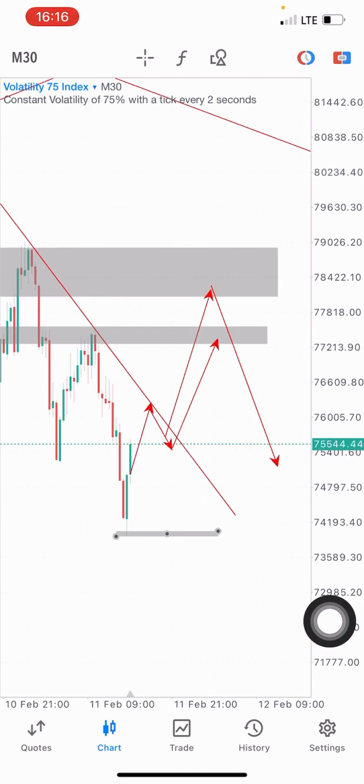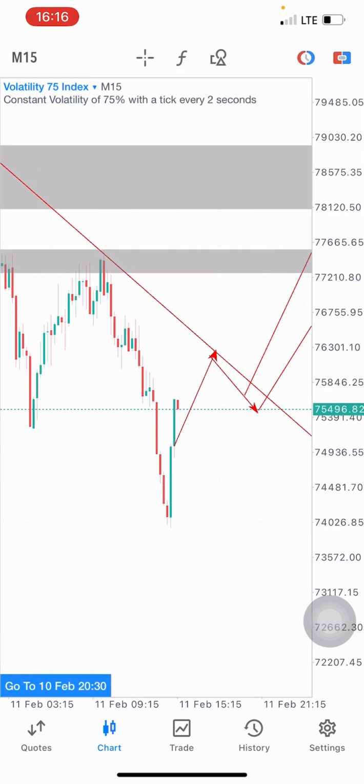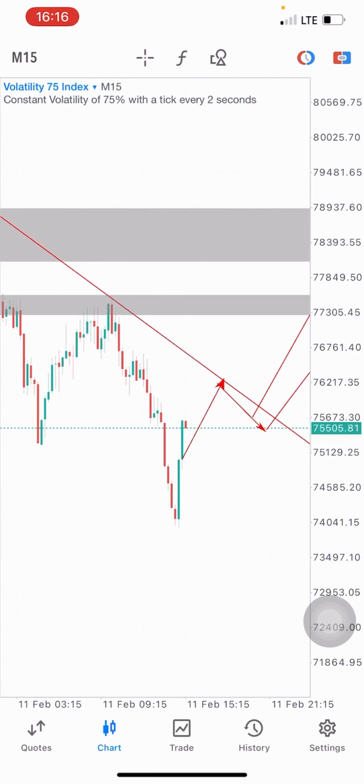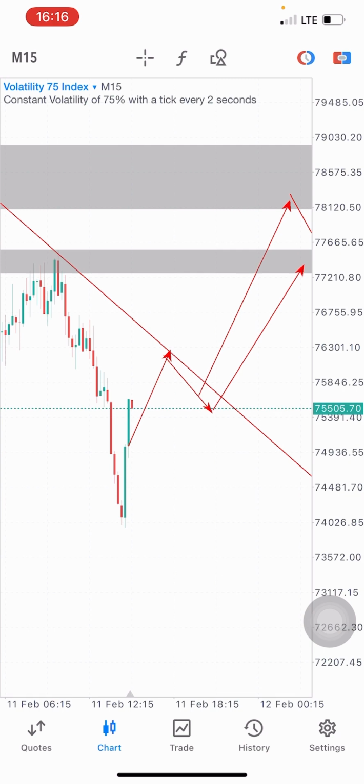So that is how I plan on taking my entry in the coming days, right? The entry is going to be from the 15-minute time frame. I'll be taking my entry from the 15-minute time frame, or I can even work with this.